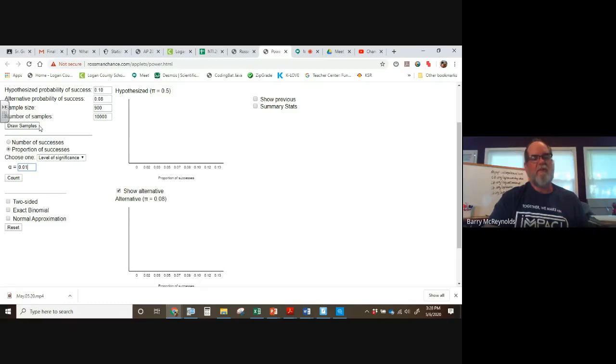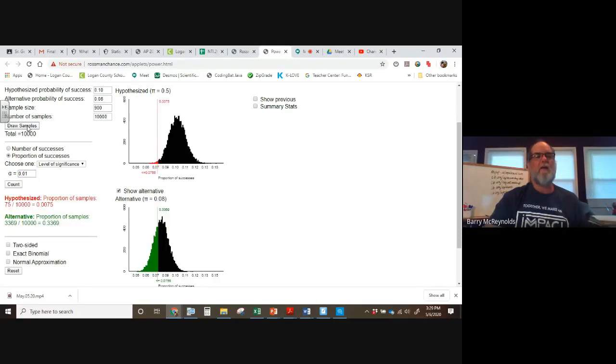Well, we saw from our previous examples that keeping everything else the same and requiring a higher level of significance, the power went down. Our ability to discern the difference between 0.1 and 0.08 is decreased, and we're more likely to commit type 2 error. In other words, we're more prone to failing to reject the null hypothesis when in fact it is false.